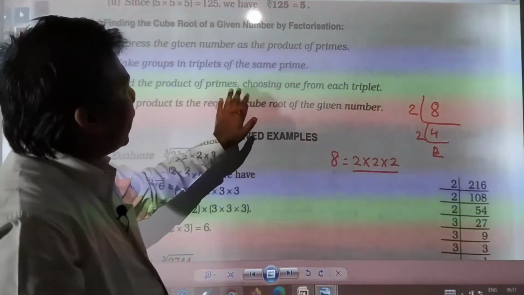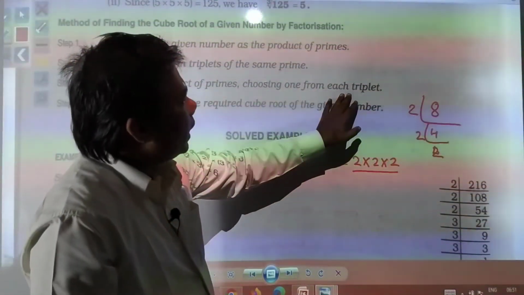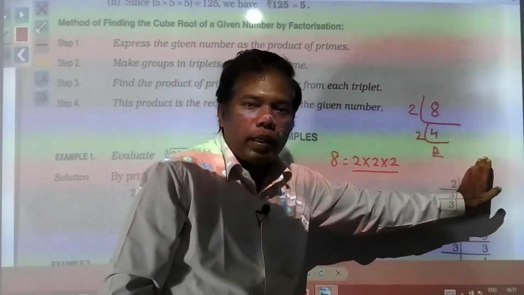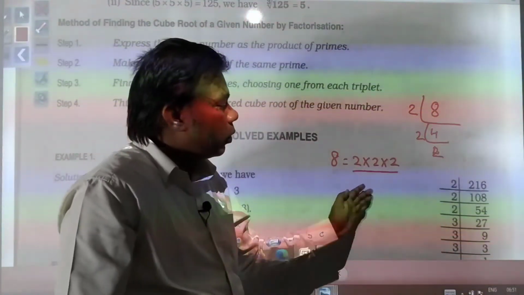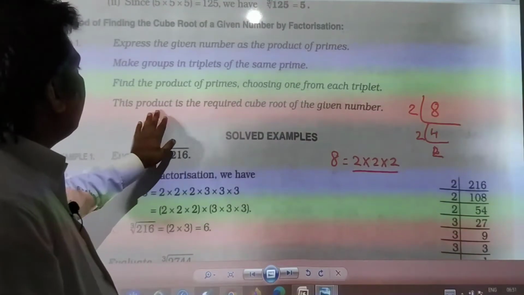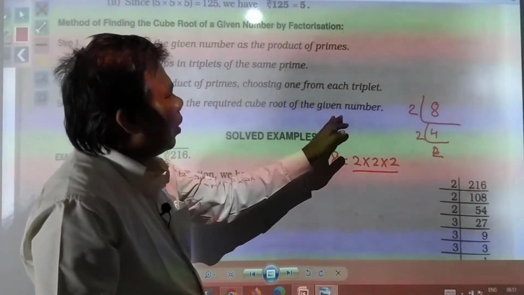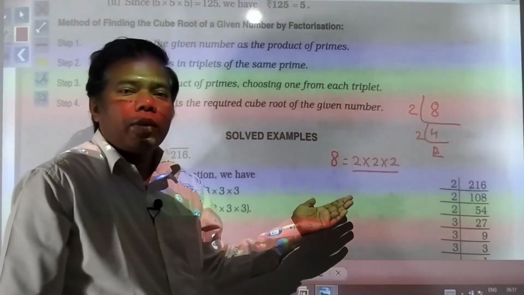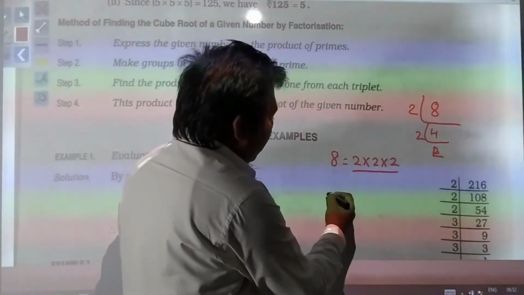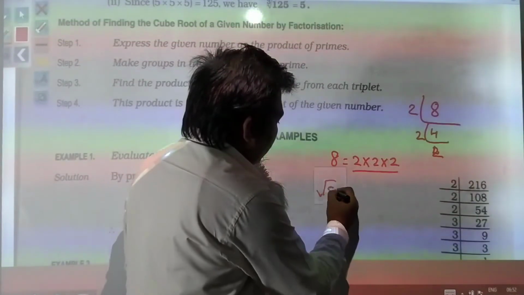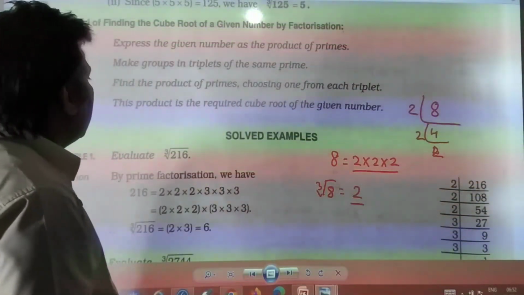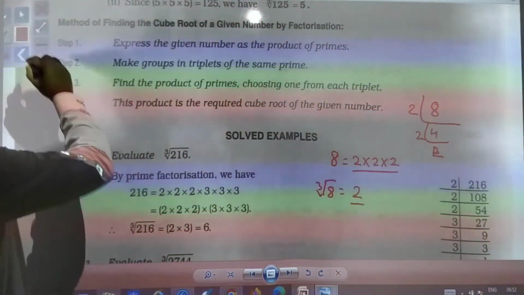Find the product of primes choosing one from each triplet. Suppose here you have only one triplet. If more were there, we simply need to find the product of all the triplets. This product is the required cube root of the given number. So the cube root of 8 will be 2. In this way it is required to be found out.